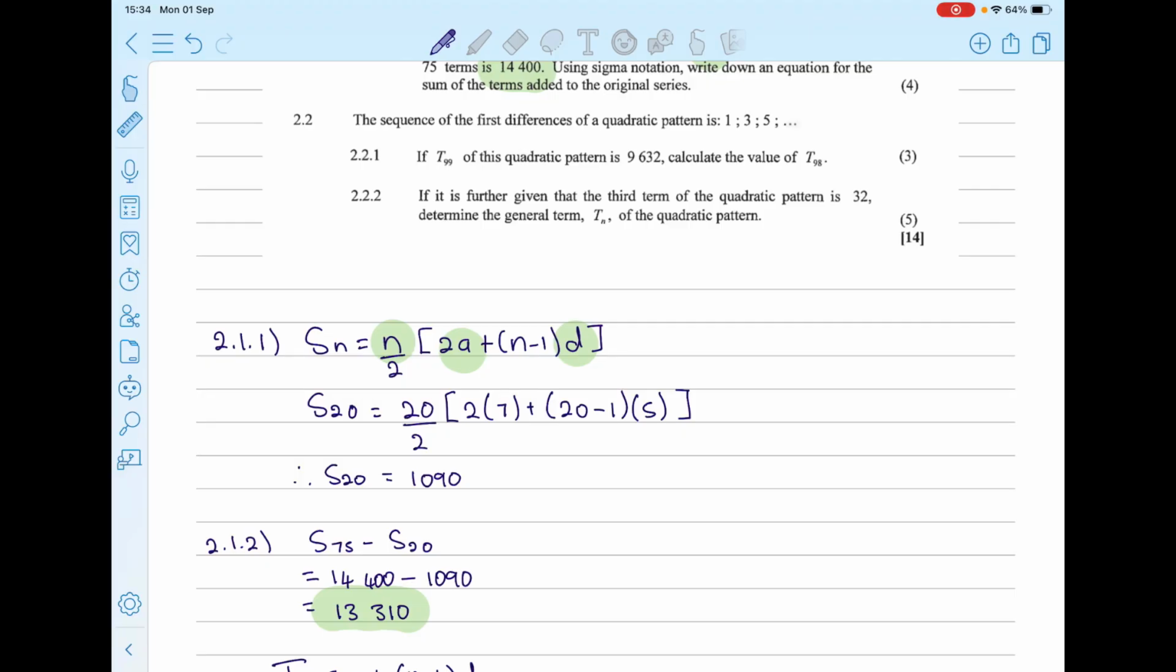Okay, now moving on to question 2.2. Here we've been told that the sequence of the first differences of a quadratic pattern is 1, 3, 5. And in 2.2.1, they asked if T99 of this quadratic pattern is 9632, calculate the value of T98. Okay, so we need to remember that this is the sequence for the first differences. So the first differences of a quadratic pattern produce an arithmetic sequence.